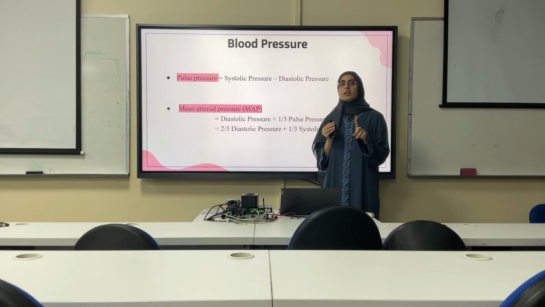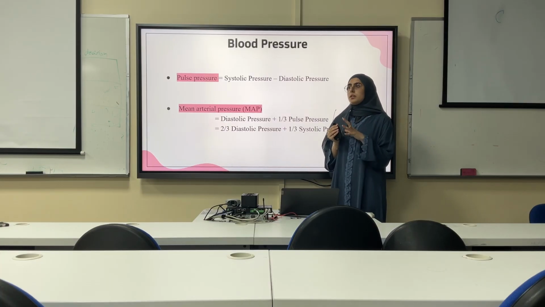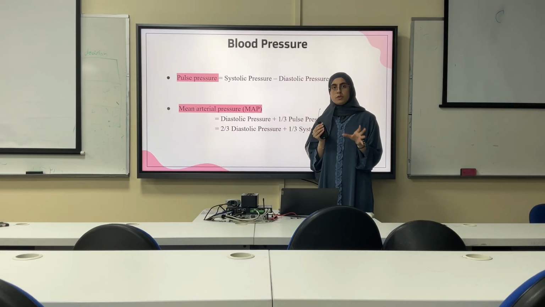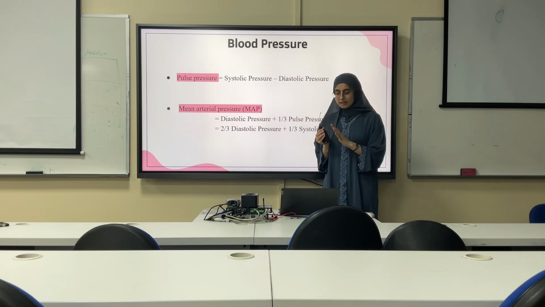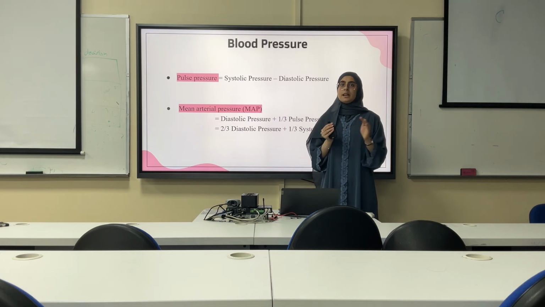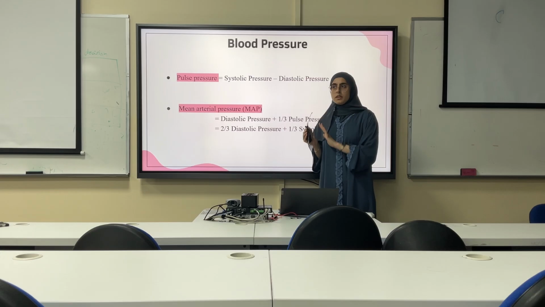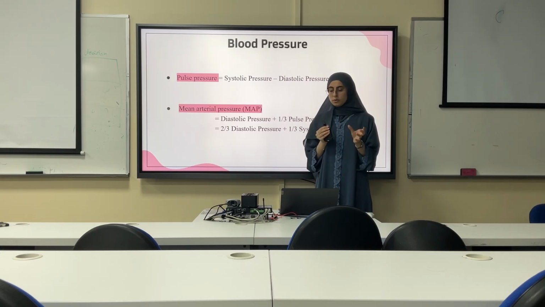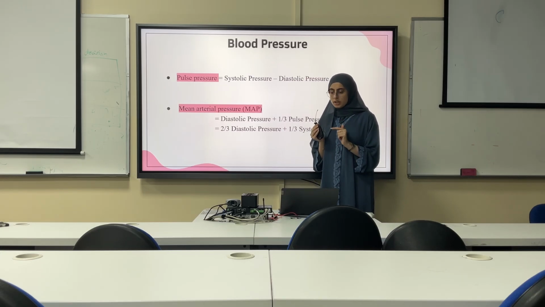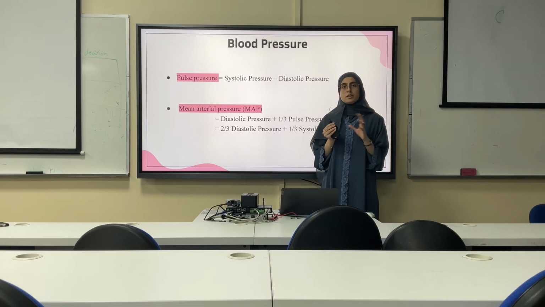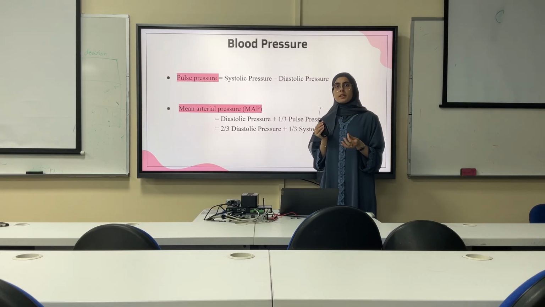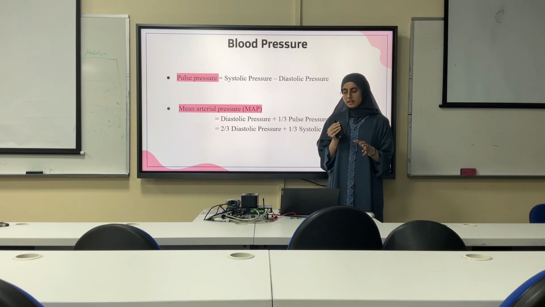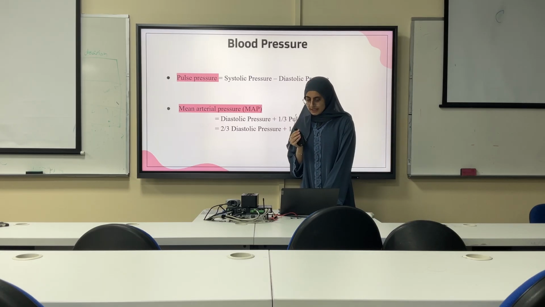Then I need you guys to pay attention to this point because we had some confusion about it. How to calculate the mean arterial pressure? It's basically diastolic pressure plus 1/3 the pulse pressure, or it's 2/3 the diastolic pressure plus 1/3 the systolic pressure. Why is it 2/3 the diastolic? Because yes, the heart spends more time in diastole than in systole.